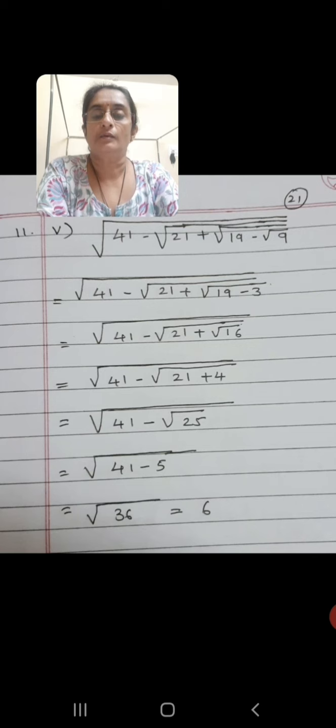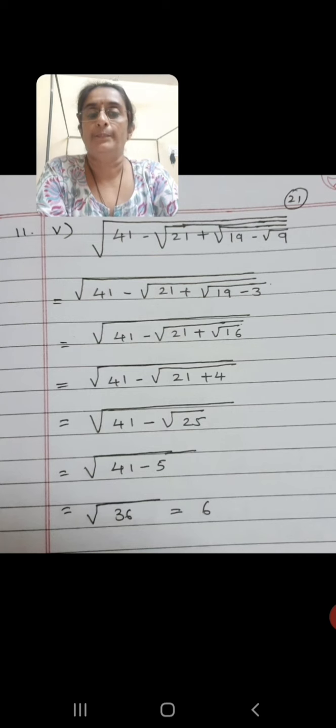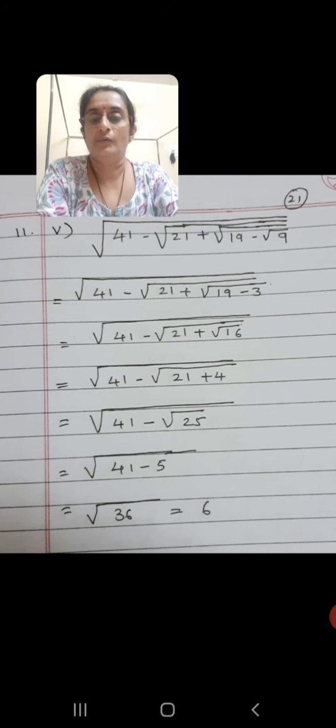Now while writing the first step, what you have to do? The other roots will be as it is. Root 41 minus root 21 plus root 19 will be as it is. We are opening the innermost root only, that is root 9. The value of root 9 is 3. So we'll get 19 minus 3. So that is 16. So that will be in the next root. So what is the next step we got?